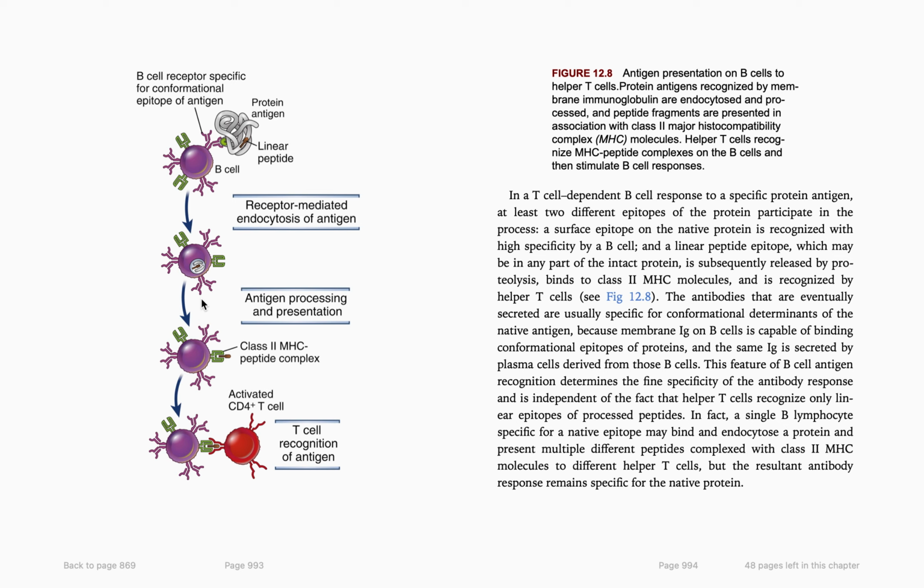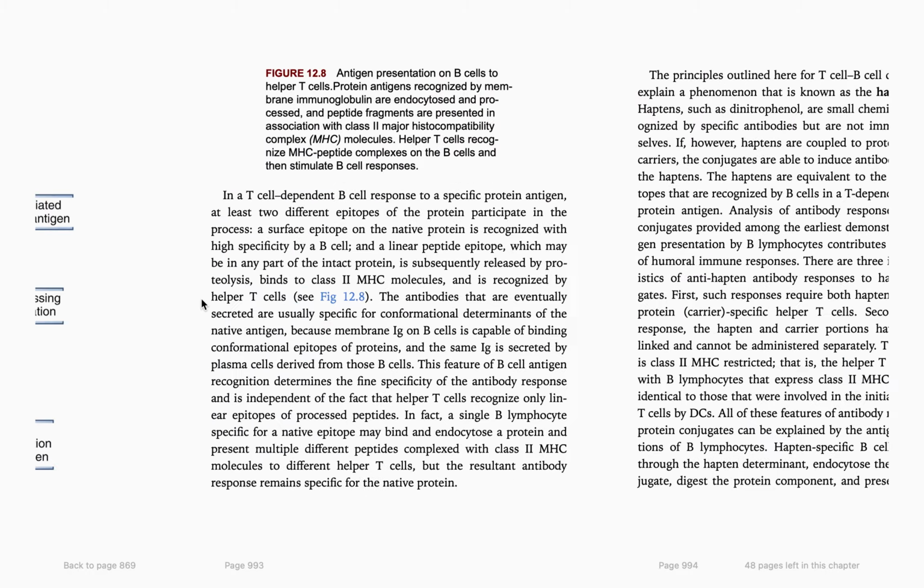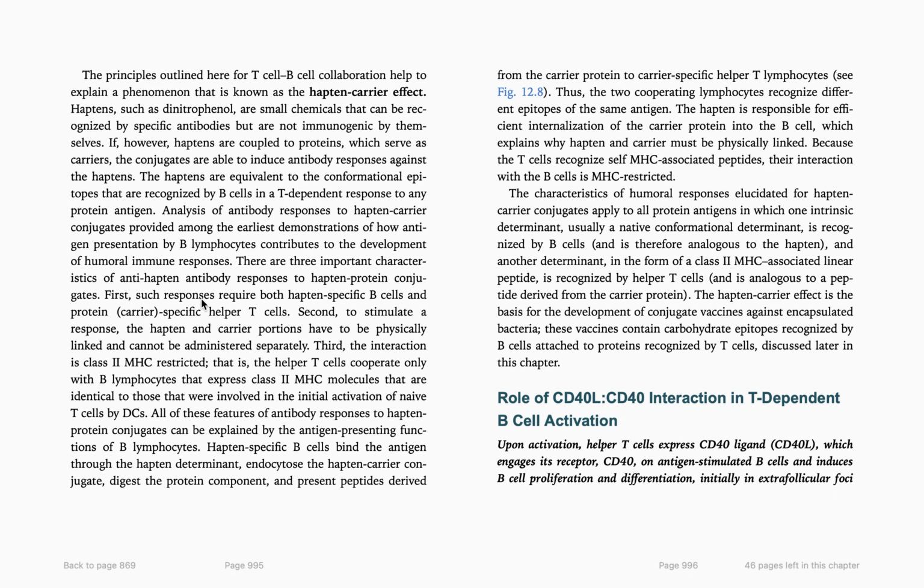In fact, a single B lymphocyte with specificity for a native epitope may bind and endocytose a protein, and present multiple different peptide complexes with class II MHC molecules to different helper T cells, but the resultant antibody response remains specific for the native protein. The principle outlined here for T cell B cell collaboration helps to explain the phenomenon that is known as the hapten carrier effect.